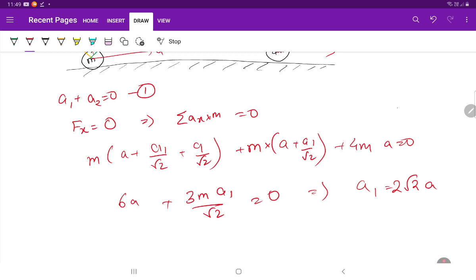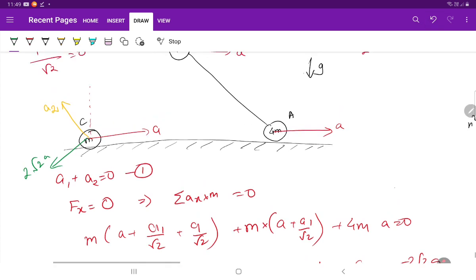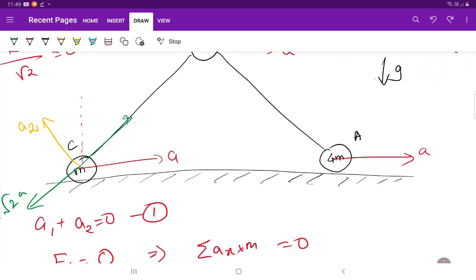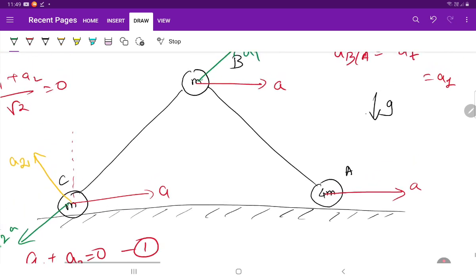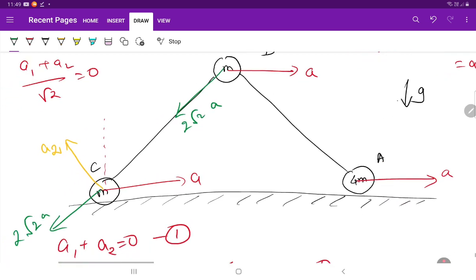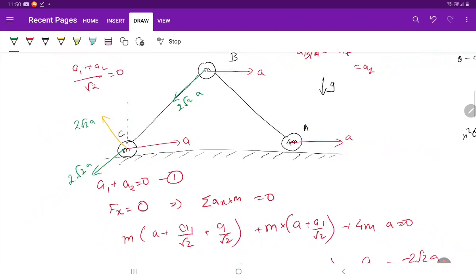Well, it will be minus 2 root 2a rather, because it will come out to be minus 2 root 2a. So a1 will point in the opposite direction to what we assumed, and it will be 2 root 2a in magnitude. So I hope you get it. Just reverse the direction of b also in the same way. It will be 2 root 2a on this side, and a2 will be the same 2 root 2a, but its direction is determined properly.